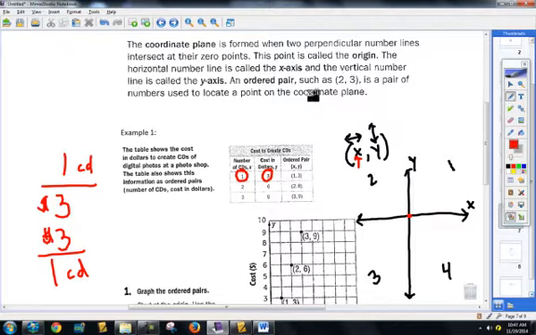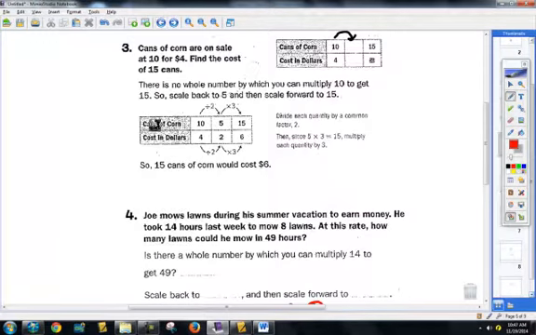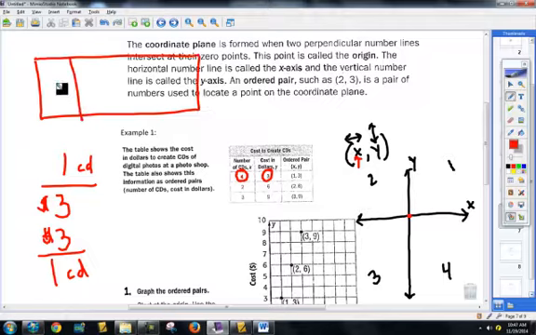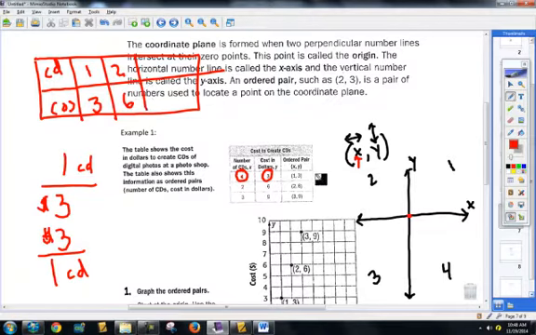Most of the tables we saw were horizontal, showing the ratios vertically, one over top of the other. This is a little different only because it's showing them side to side, but it doesn't make a difference. This table could be shown with CDs on top and cost on the bottom, and you could say one CD is $3, two CDs is $6, and so on. Really, the biggest thing we're adding to this is the x and the y.